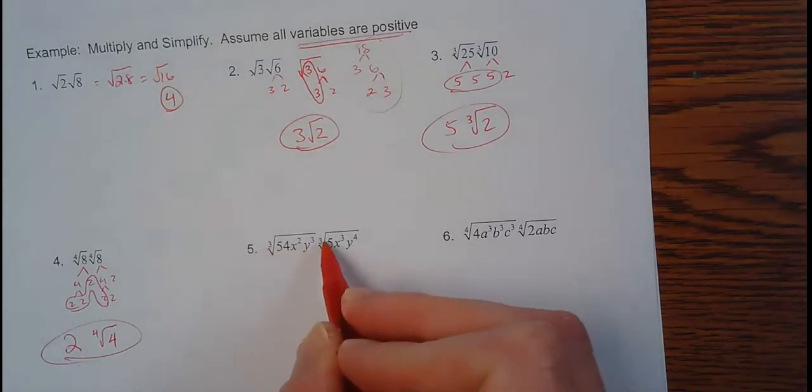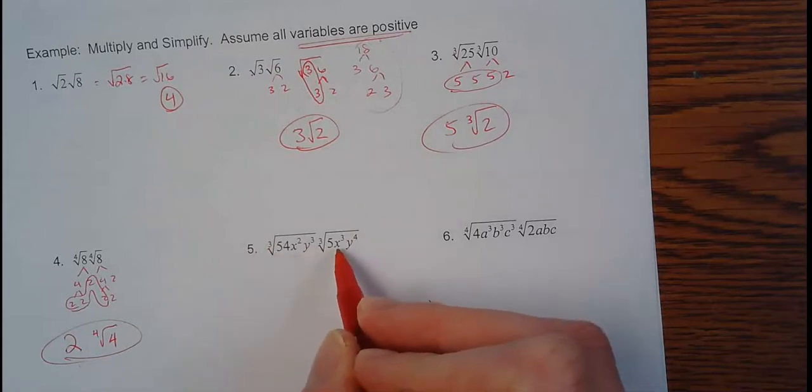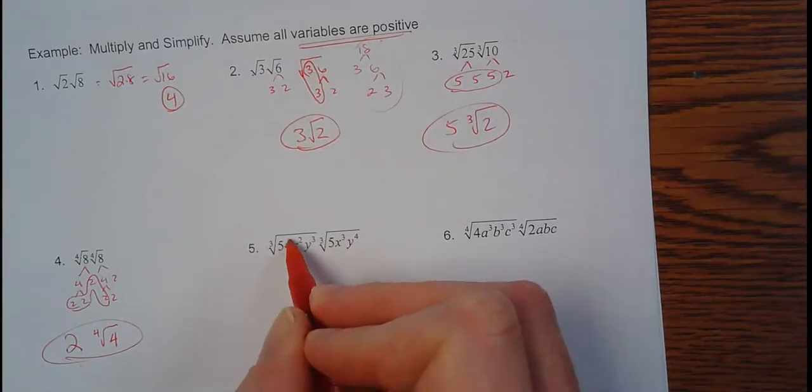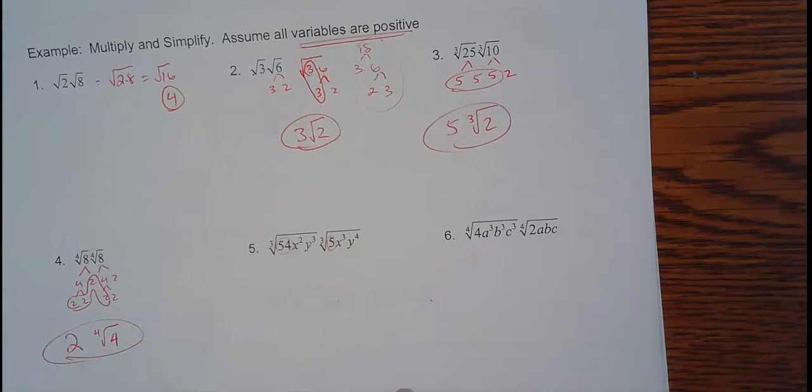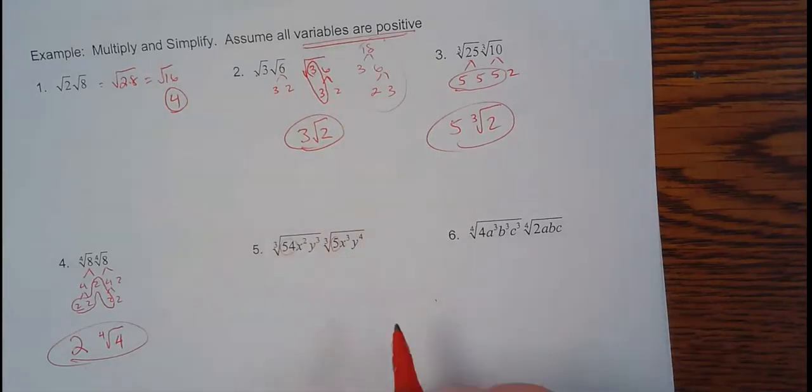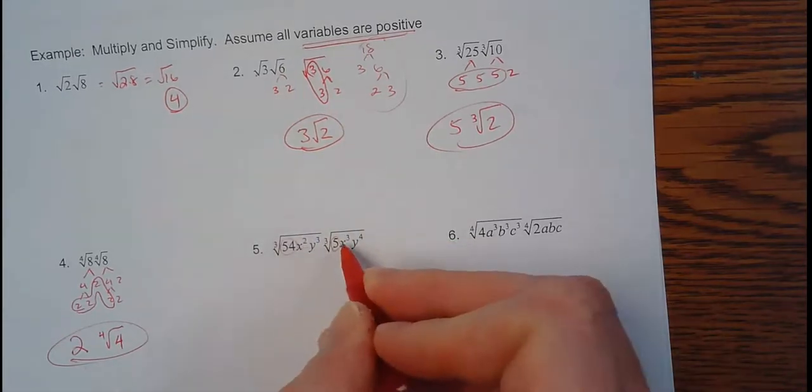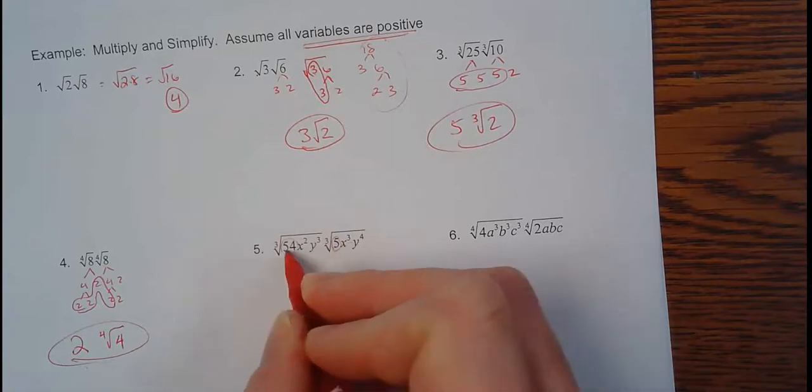Now this guy here, they're both cube roots, so I could multiply everything underneath one radical. Now the numbers themselves, I'm going to treat them the same way I've been treating them. Instead of putting them together and taking 5 times 54, getting one big number and then breaking that down, I'm going to leave them broken down. But when it comes to the variables, I'm going to combine them. So let me do the numbers first.